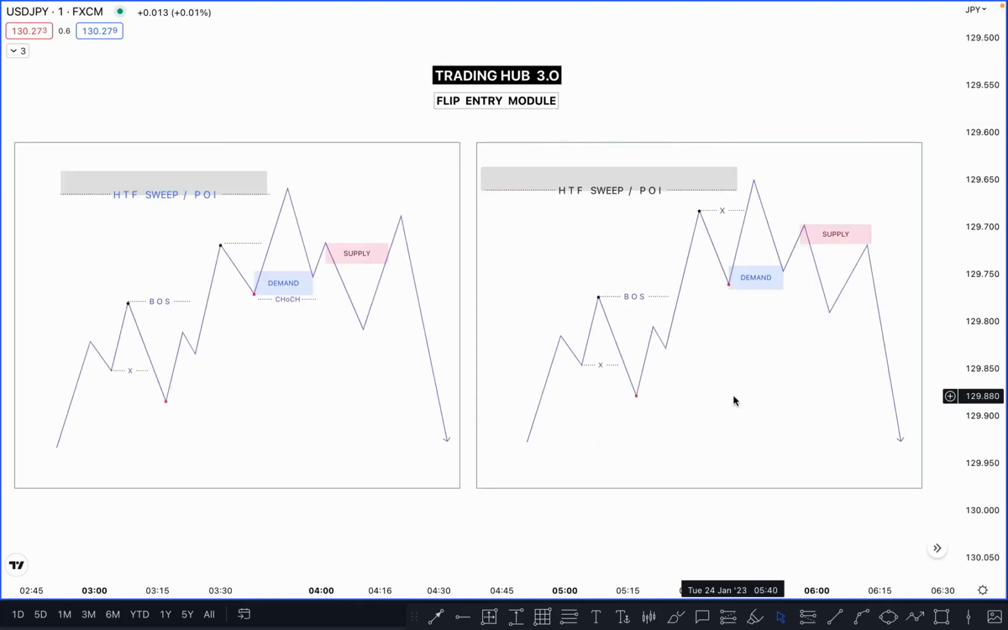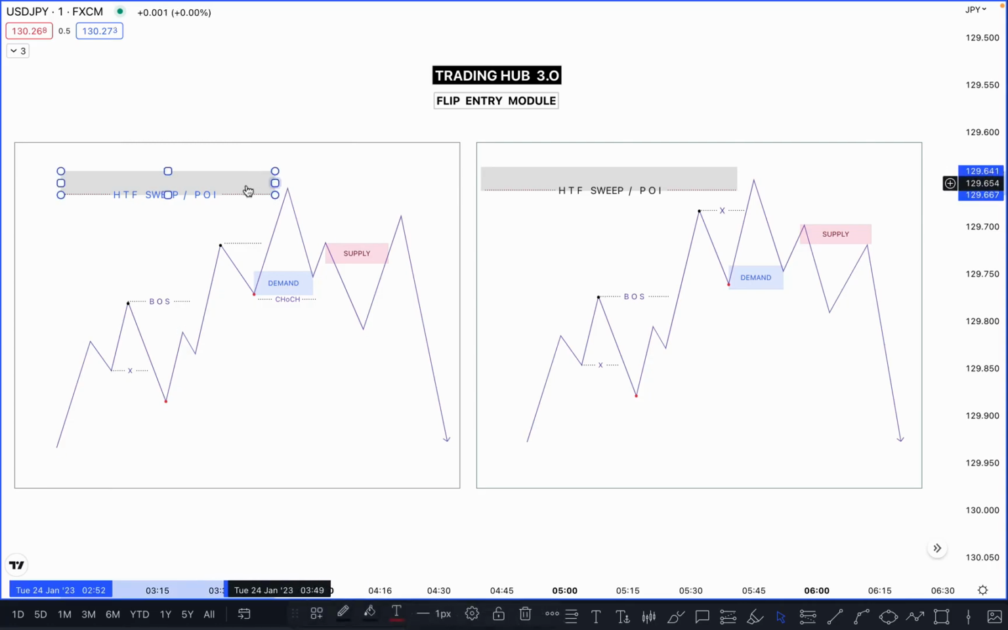On the bearish side, you can see the same thing is applicable here. When price taps on your PUI zone and takes out the previous major high or low as liquidity, then you can switch to a lower time frame and sell based on the CHoCH entry model, flip entry model.